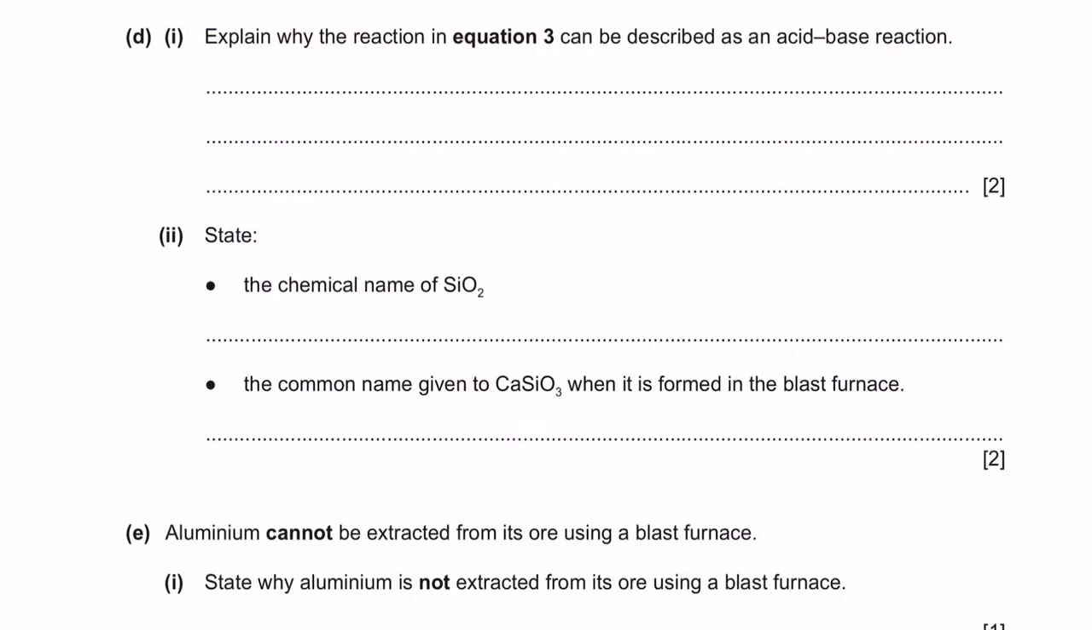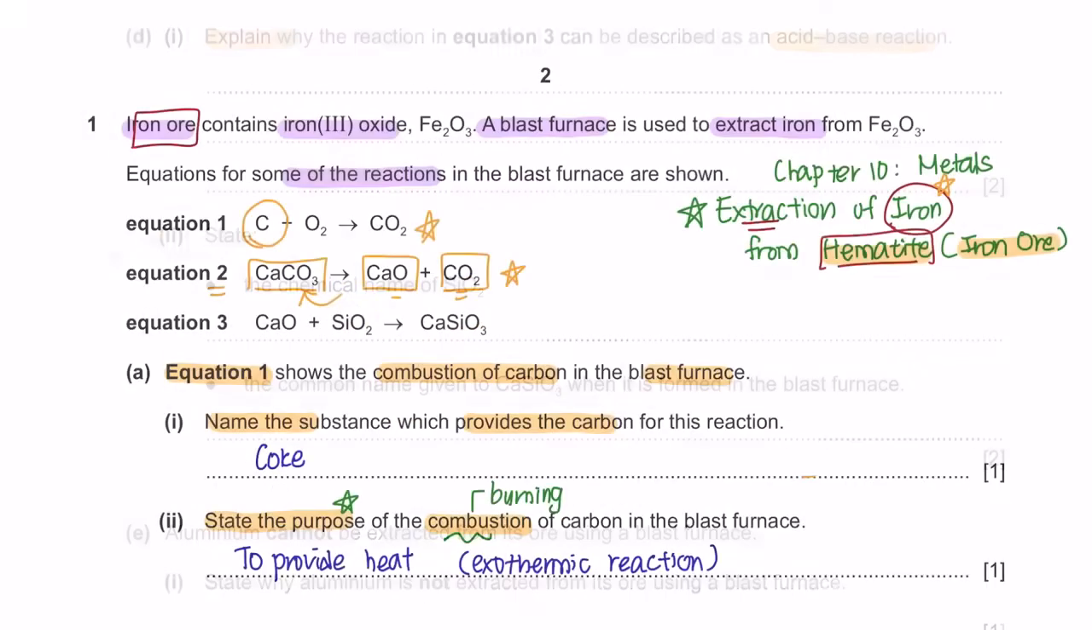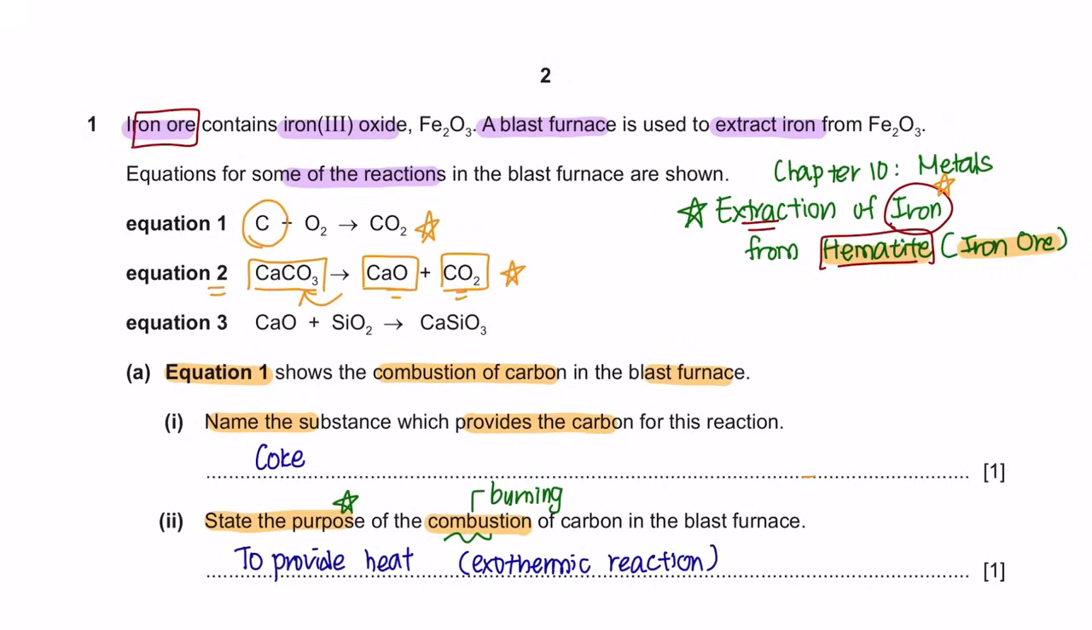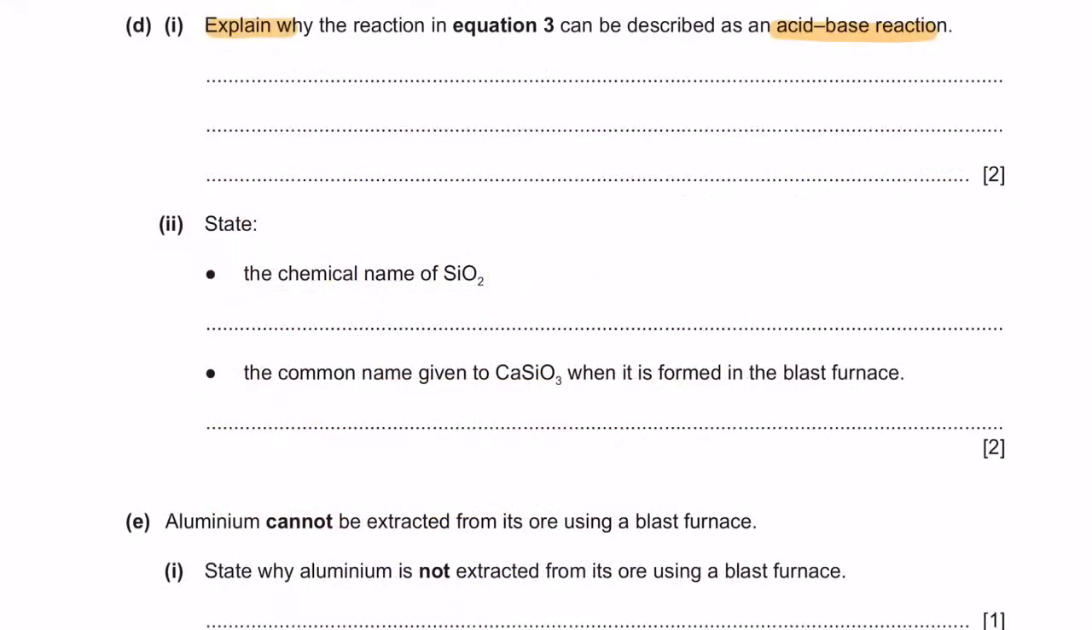Question D, part 1. Explain why the reaction in equation 3 can be described as an acid-base reaction. So equation 3 is a reaction between calcium oxide and silicon dioxide. Calcium oxide is a metal oxide and silicon dioxide is a non-metal oxide. A metal oxide is also considered as a base, and a non-metal oxide has acidic property. So a reaction between base and acid can be referred to as a neutralization reaction.